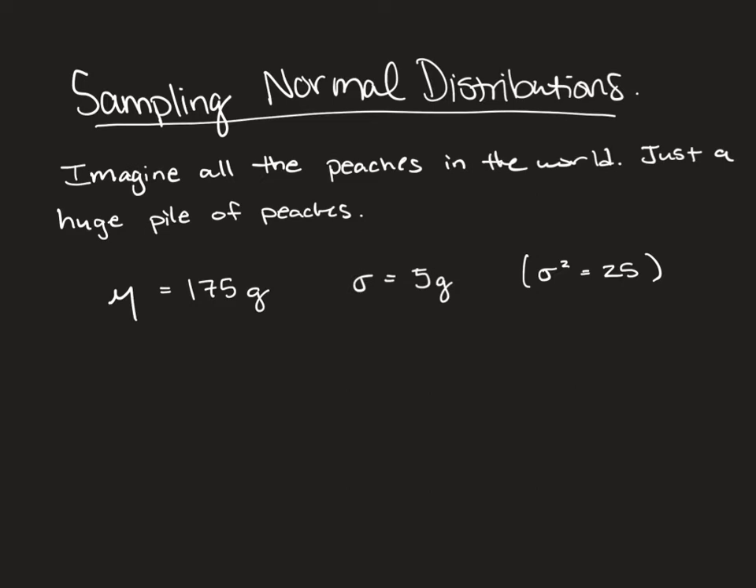So I want you to imagine all of the peaches in the world, just a gigantic pile of peaches, a huge old pile of peaches. Somehow we have discovered that the average size of a peach, the mean, is 175 grams, and the standard deviation is 5 grams, which of course means that the variance is 25.